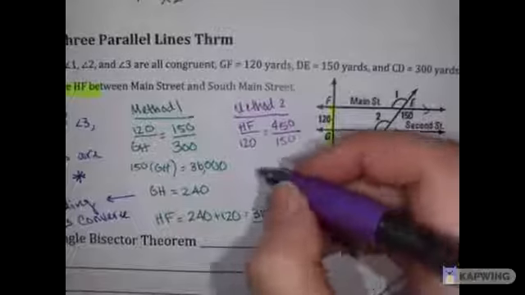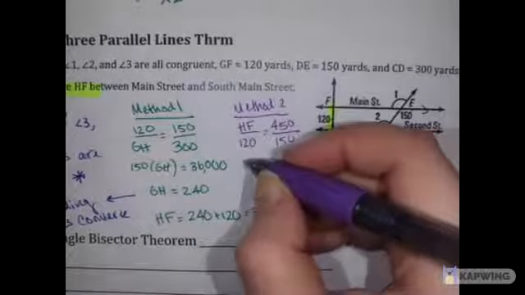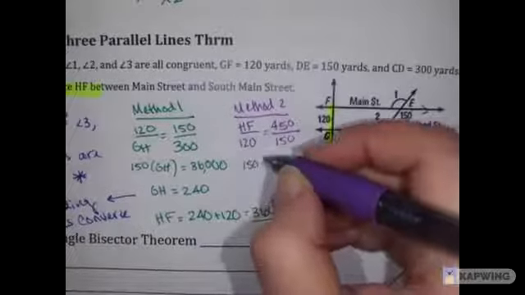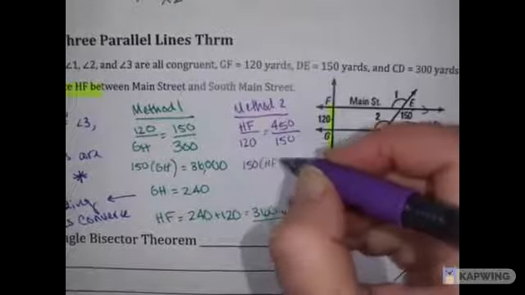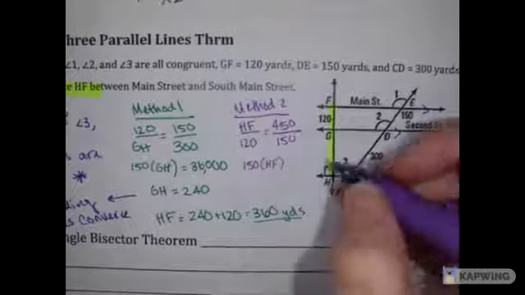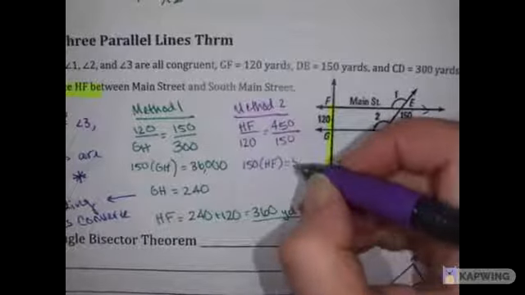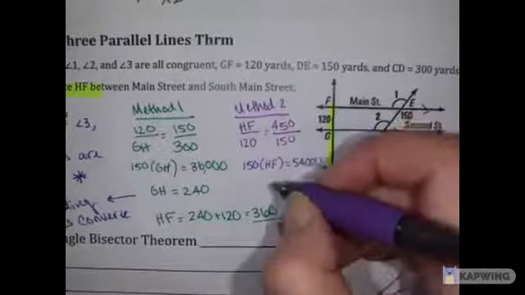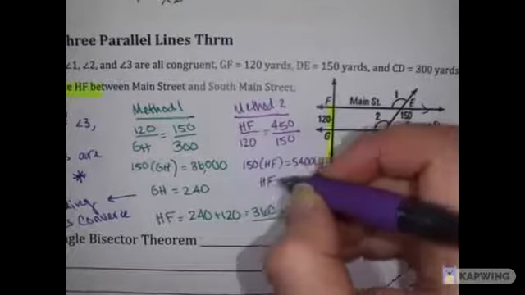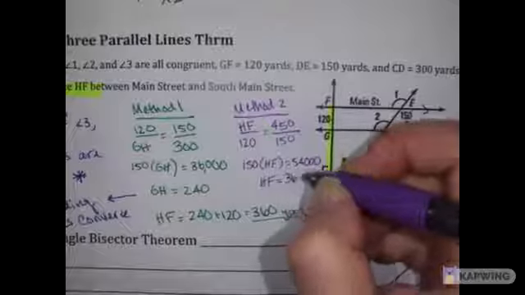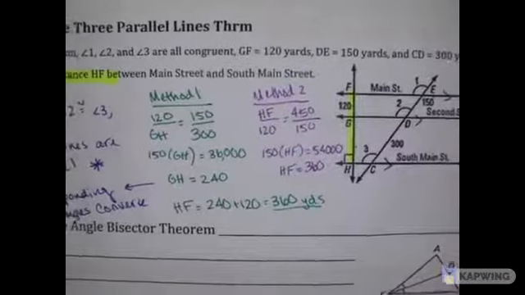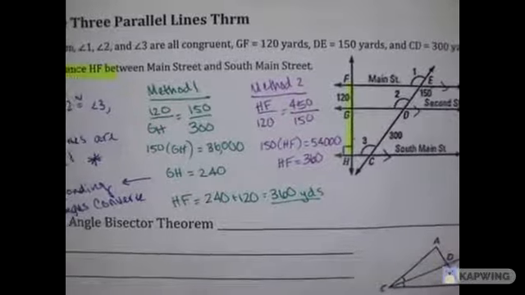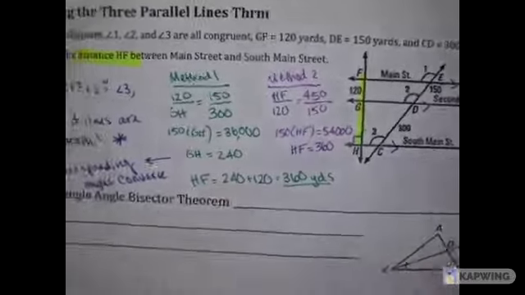And when you do that cross multiplication, you get 150 HF equals 54,000. When you divide by 150, you get 360. So that's just another way to do it, depending on if you want to do some addition at the end or not. Either way is correct.